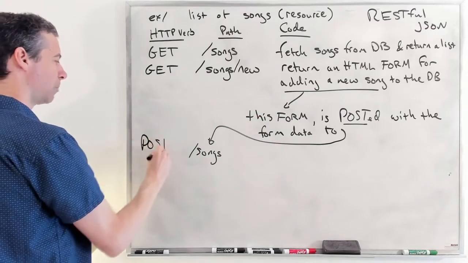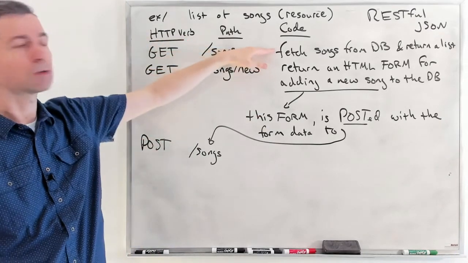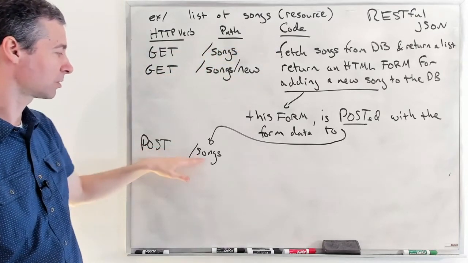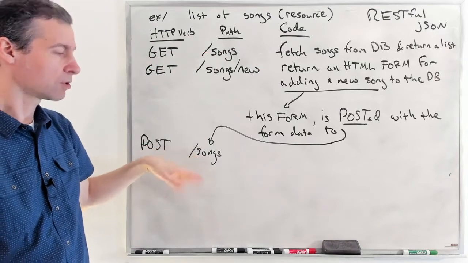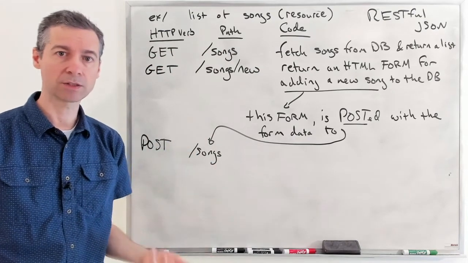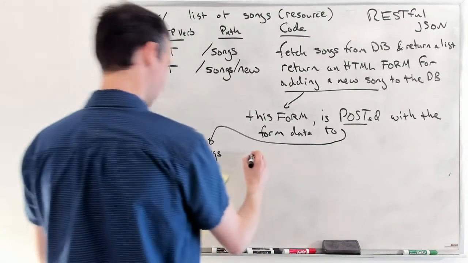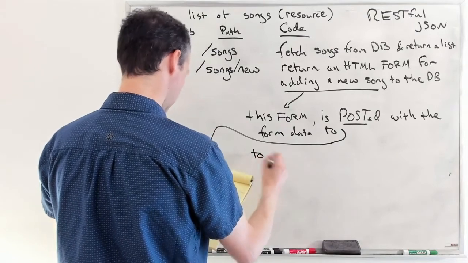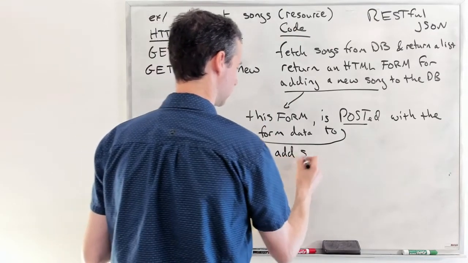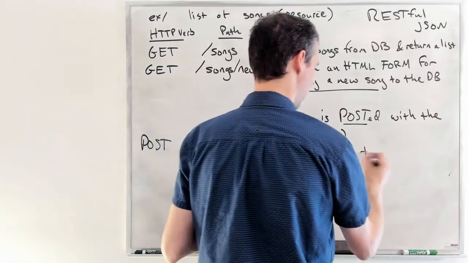So it's a post. So get songs means go read all the songs and give me a nice list of them. A post to songs means you're sending me data to go and create a new song and add it into my database. All right. So this is what we're going to do here, is have code to add the song info to the database.